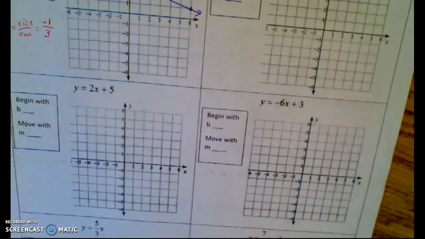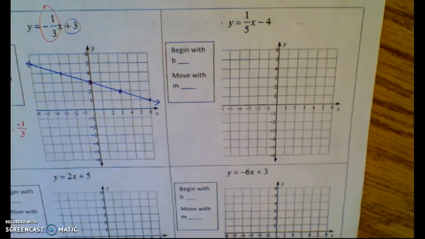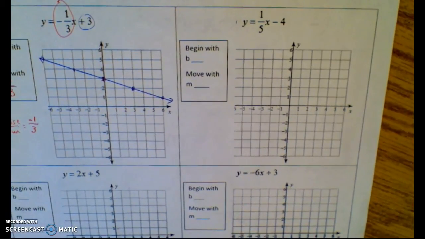So again, pause the video. You have some more guided examples to try. The more you do these, the better you get. So pause the video again, take a minute to complete it, and then you can play the video to check your answers.